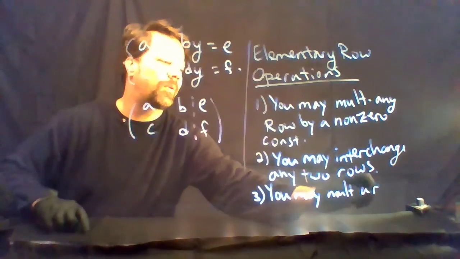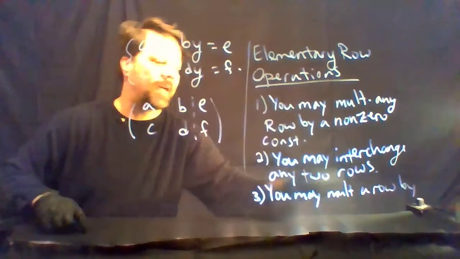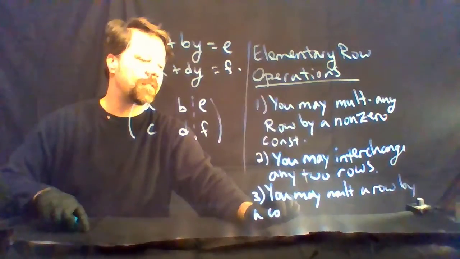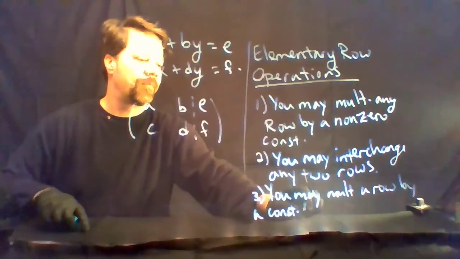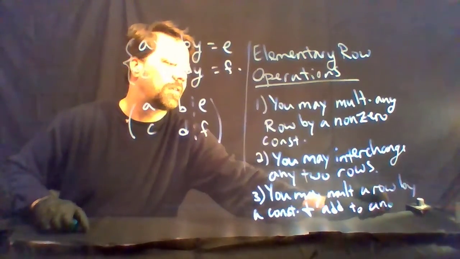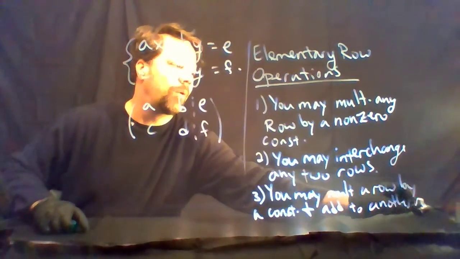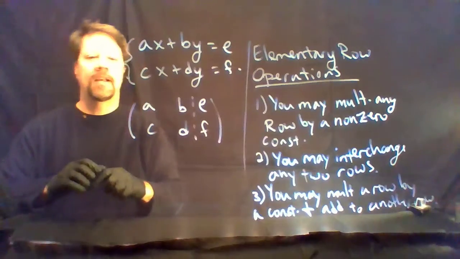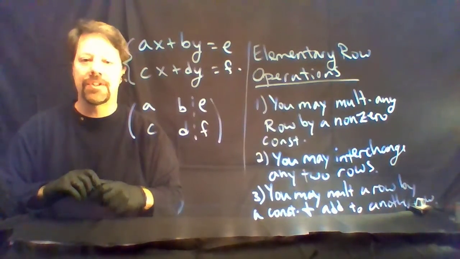Multiply a row by a constant and add to another row. And that does not change the solution set.